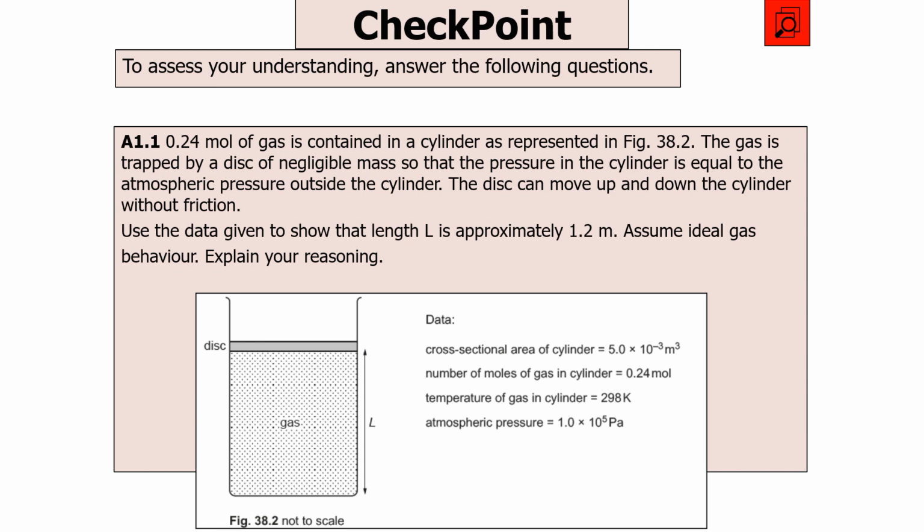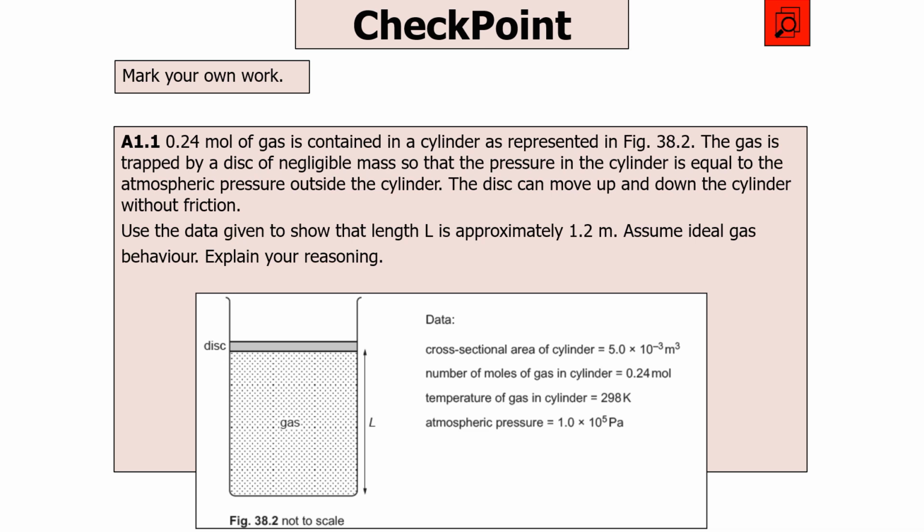The next question says 0.24 moles of gas is contained in a cylinder as represented. The gas is trapped by a disc of negligible mass so that the pressure in the cylinder is equal to the atmospheric pressure outside the cylinder. The disc can move up and down the cylinder without friction. Use the data to show that the length is approximately 1.2 meters. Assume ideal gas behavior and explain your reasoning. So pause the video now, then unpause the video when you want to go through your answer.